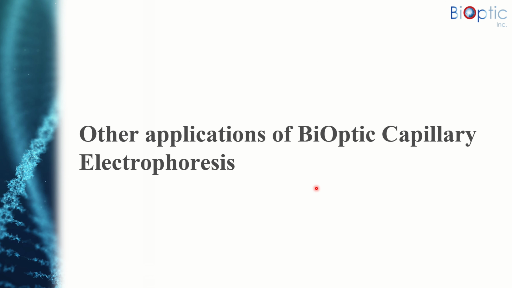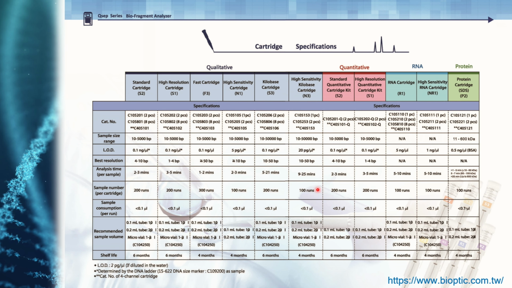Basically, as long as it is a related substance of DNA, RNA, and even protein, it can be analyzed. We have many different types of cartridges that can be used, depending on what sample you are analyzing and what kind of analysis you want to do. And okay, you can visit our website to take a look.